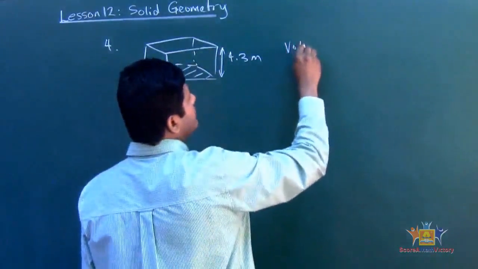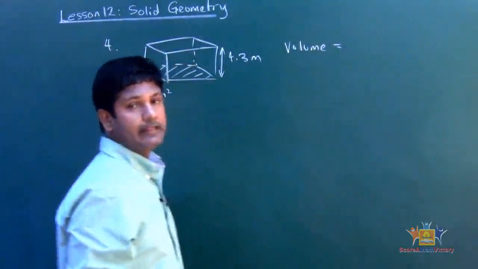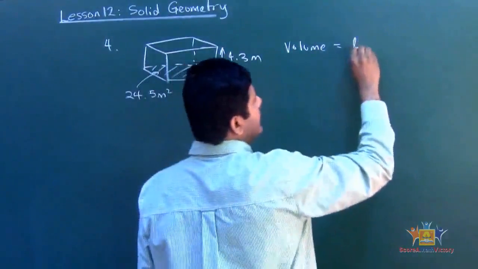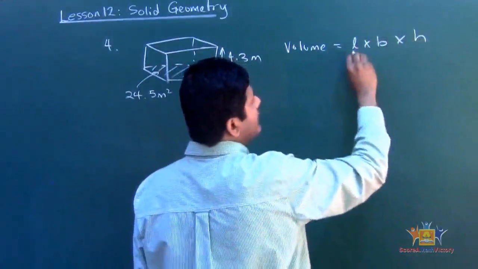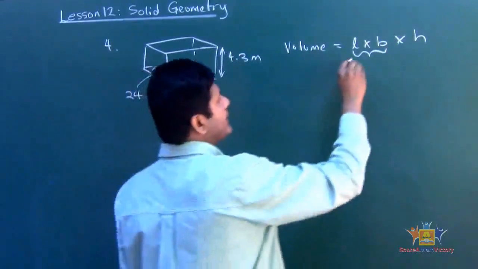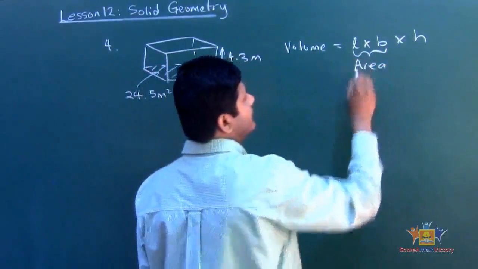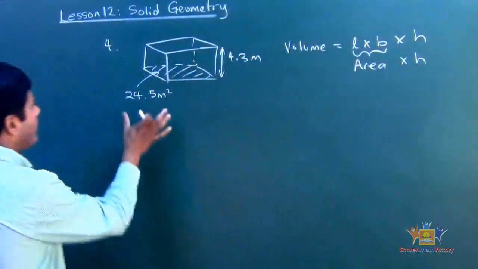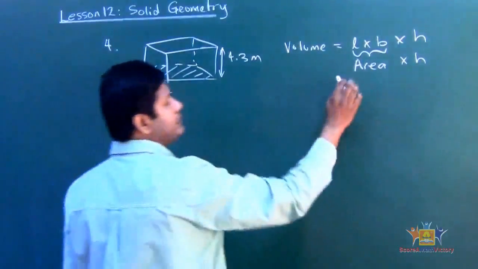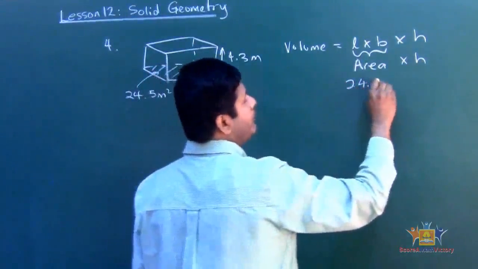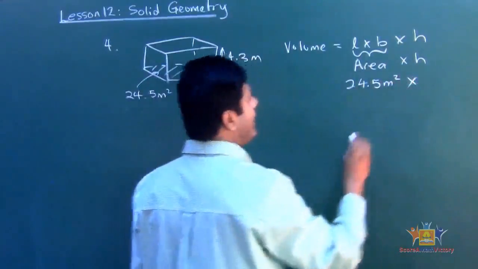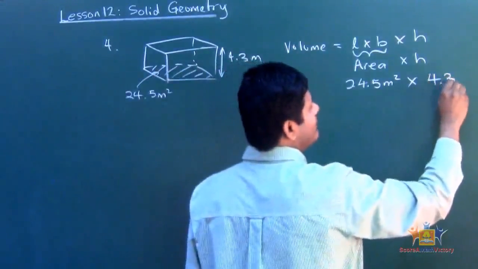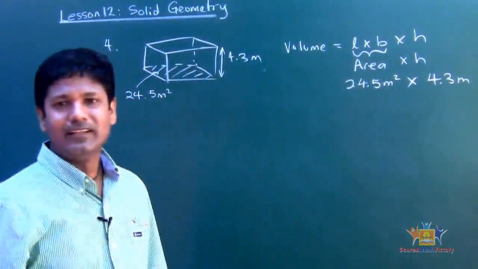So the volume equals, in this case you're given the bottom area, length times breadth times height. But you know the length times breadth is the area, which is the bottom area. So times the height. We already know the area is 24.5 meters squared, and the height is 4.3 meters.